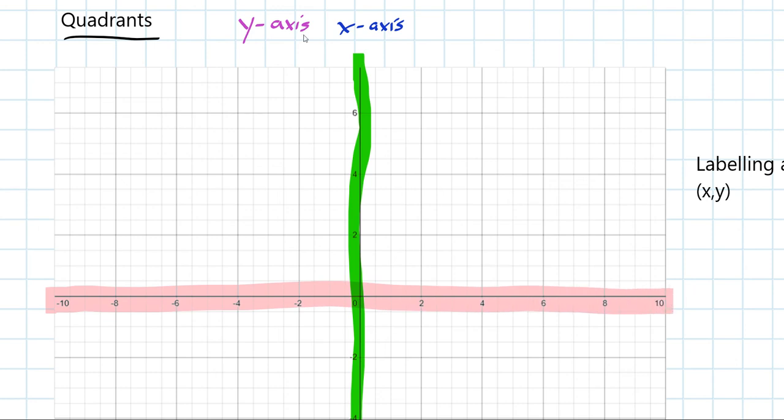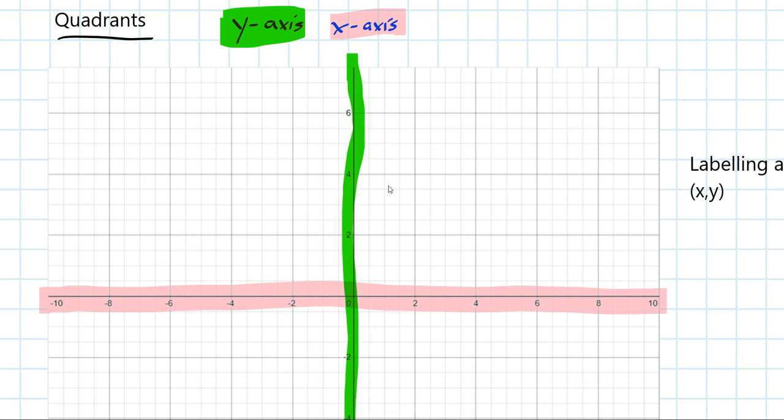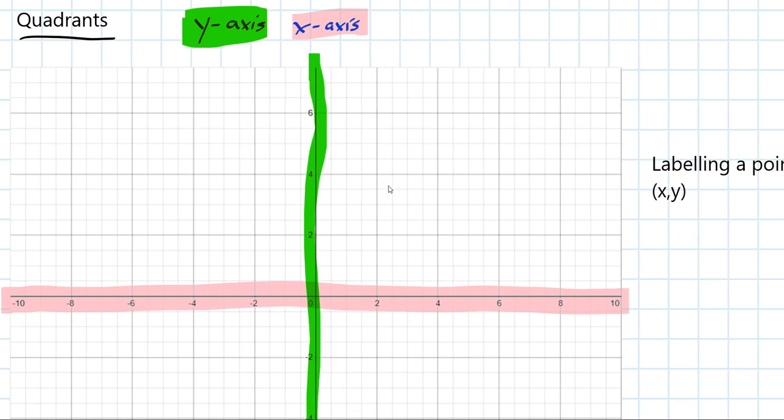And they are at 90-degree angles to each other. They are orthogonal to each other. They are perpendicular to each other. They are at right angles to each other. That's all ways of saying that the angle inside here is 90 degrees. So in those two axes, we've got, well, two number lines, right?